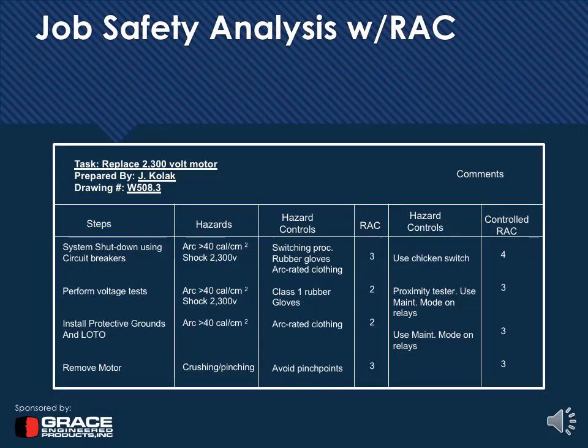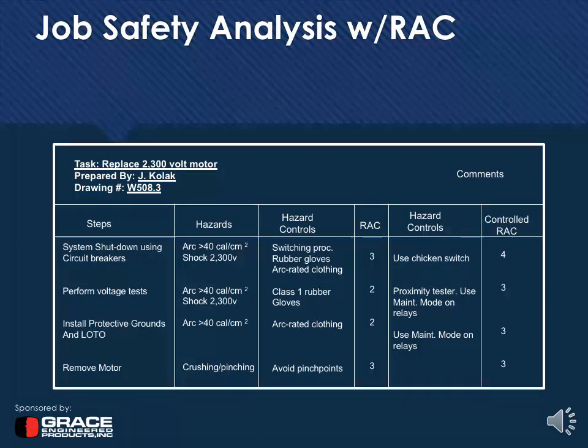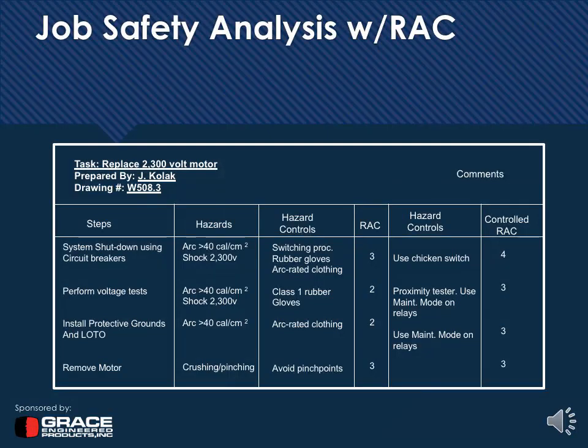So in the far right column, we want to have all 3s and 4s if possible, using the scaling system that we currently have. Now you can see that the voltage testing and installing of protective grounds initially had a rack of 2, which we considered we needed to do something about. So we listed some additional interventions we would have to lower the rack from a 2 to a 3 in this case. So in the right column, we have all the numbers that are indicating the controlled rack of the process, and we want those all to be acceptable levels of risk per management.